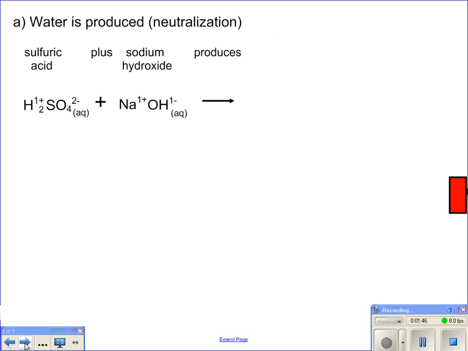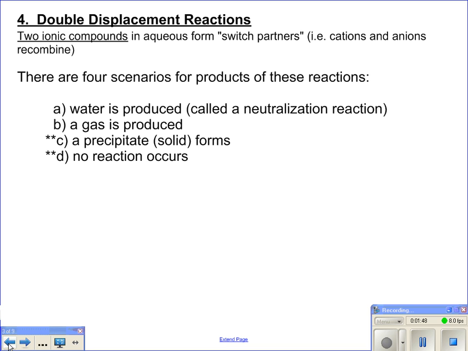We're going to look at a couple of scenarios, though, that can result because of these cation and anion exchanges. So the four scenarios are as follows. The first one, we could have water being produced on the right-hand side. If that's the case, it's called a neutralization reaction, and we will get to these a little bit later in the course. In very, very rare scenarios, a gas can be produced.